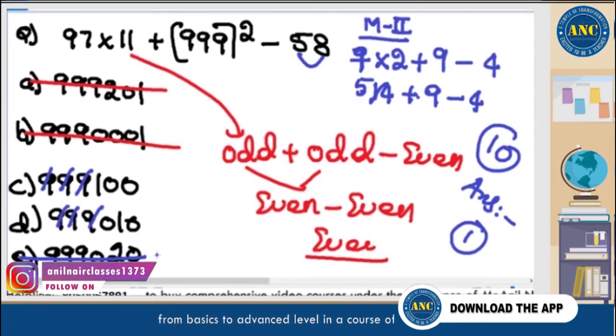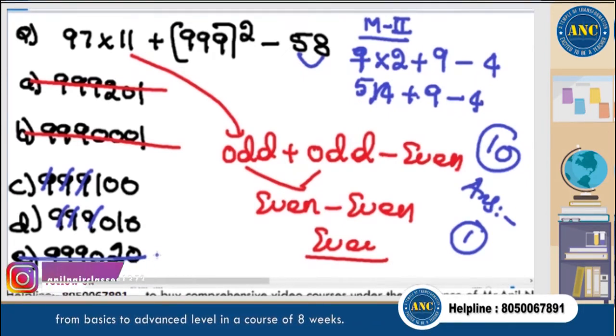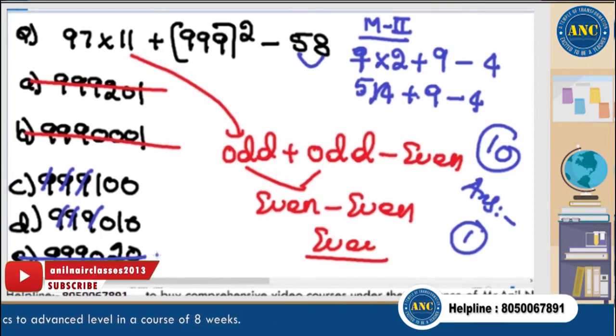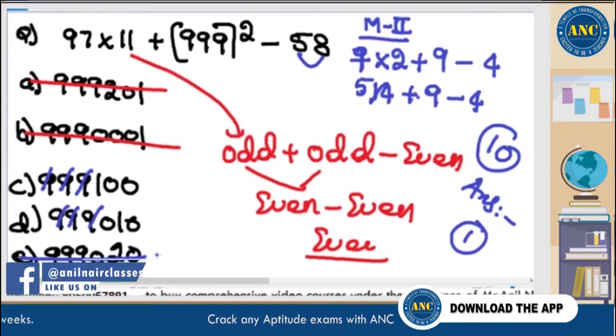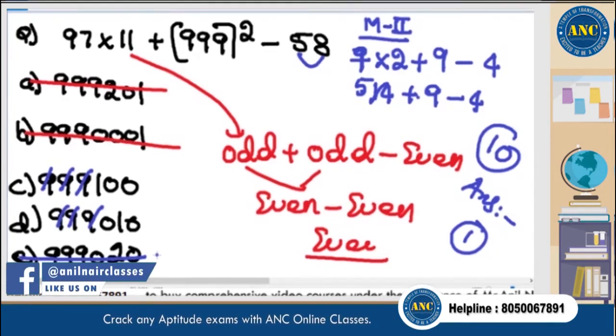I hope it is clear. Only one option is eliminated. Now see, by looking at the question, two options are eliminated because the answer should be even. By using a digital sum, only one option is eliminated.